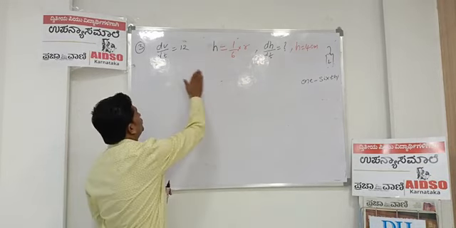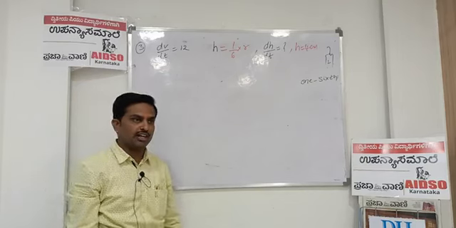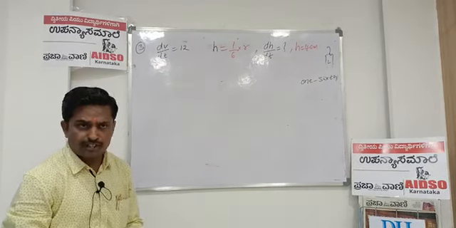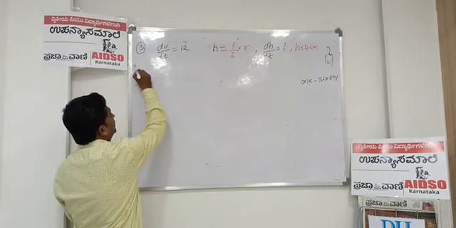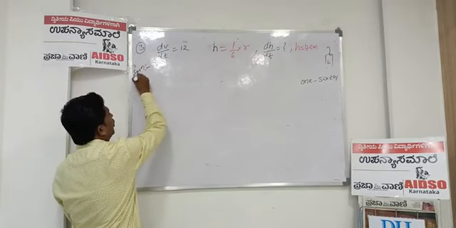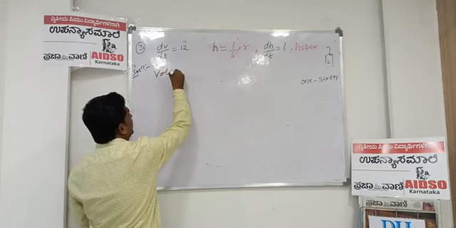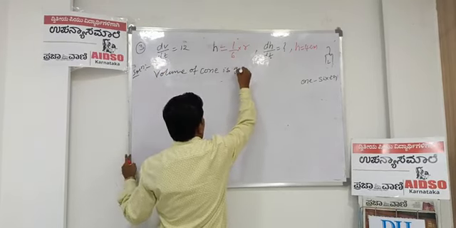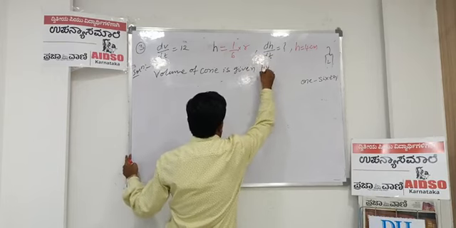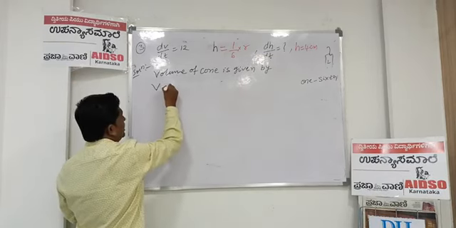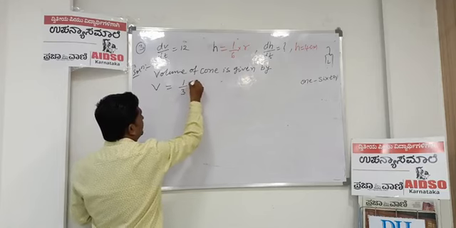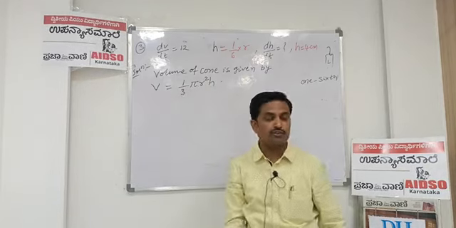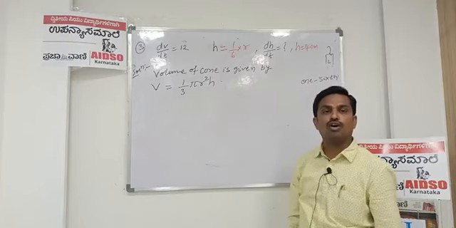Then in order to simplify this, try to understand that here we need to apply the formula for the volume of a cone. In order to solve this, the first step is the volume of a cone, and you need to be perfect in this formula. Without this we cannot simplify. So V is equal to 1/3 pi r square h. This is the formula for finding the volume of a cone.